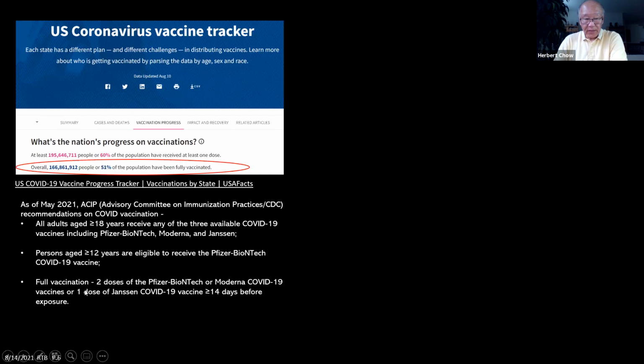If you get the viral infection within 14 days, your body's immune system may not be geared up to clear the virus. That's what it's saying. So fully vaccinated means 2 doses, or 1 dose of Janssen. It is only given to people older than 12 years old, so those younger than 12 are not eligible for now.